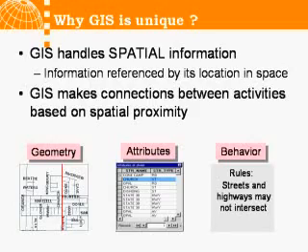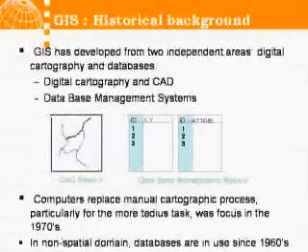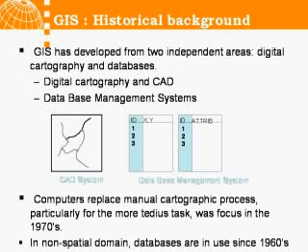If you see the historical background of GIS, it has developed technically from two independent areas. The first one is digital cartography and computer-aided design. The second discipline is the database management systems, which we call simply DBMS. CAD is basically feature-based computer-aided design, and it has the features, but unfortunately it doesn't have an attribute management system. The computers replaced manual cartographic processes, particularly for more tedious work, which was the focus in the 1970s.